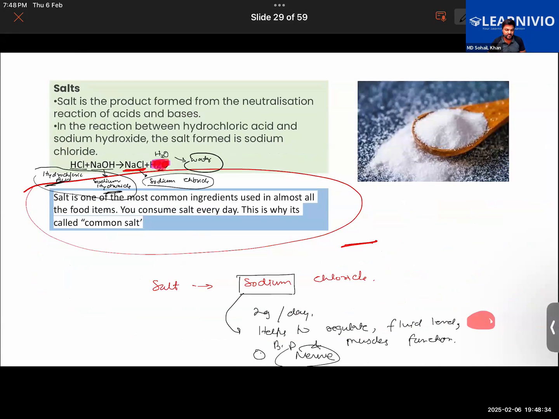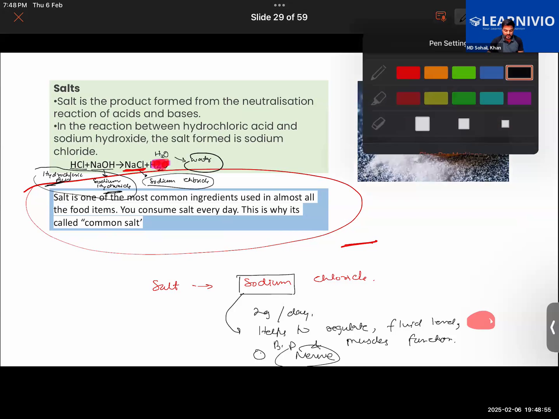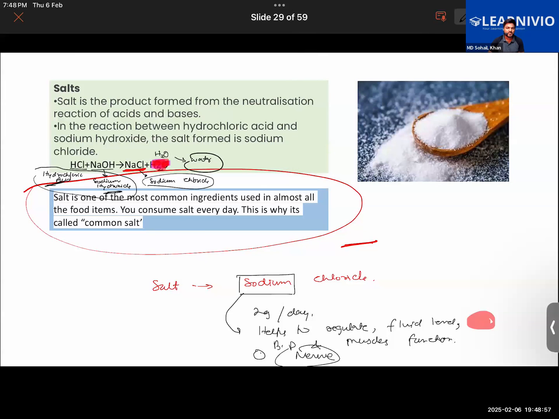And the main product we get here is the salt. Sodium chloride is the same salt that we consume in our food. Okay. Since it is consumed every day and it is very common, it is also called common salt. Now it is advised to consume about 5 gram of salt and not more than that.